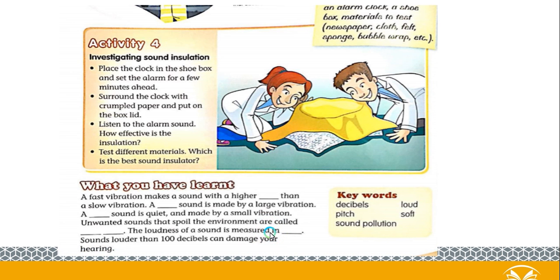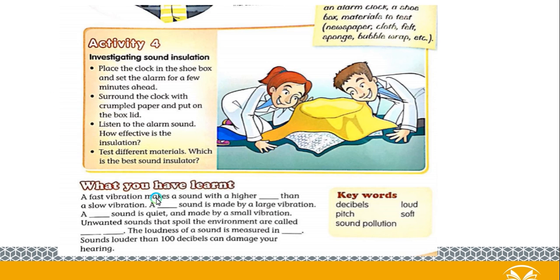Here is Activity 4 which you can practice. You investigate sound insulation. Insulate means to cover. All you need is an alarm clock, a shoe, a box, and materials to test. You follow the instructions and test different materials. Which of these materials insulate sound the most, keeping it in the most, and doesn't allow it to go out?